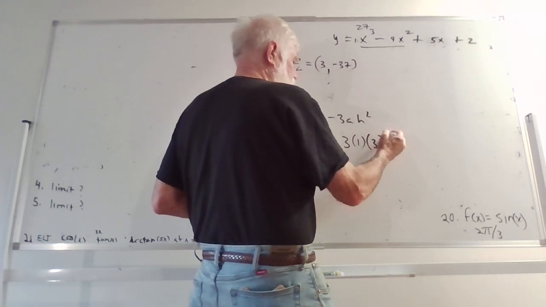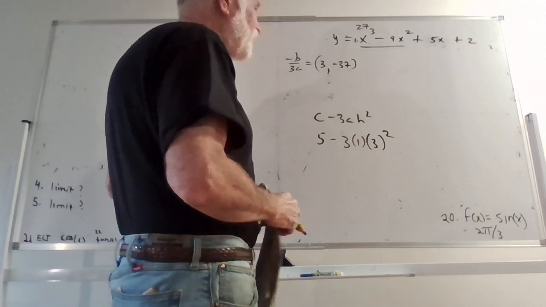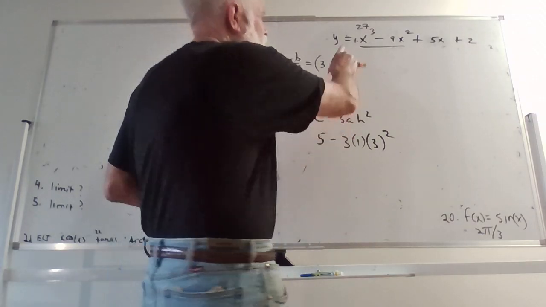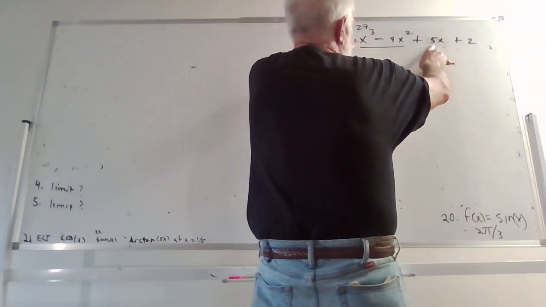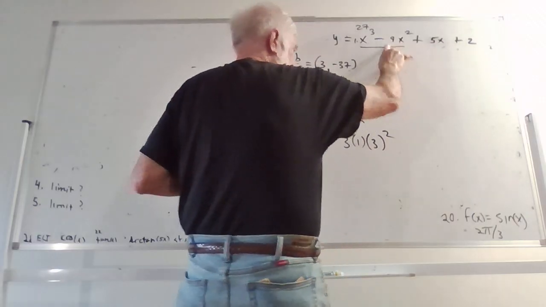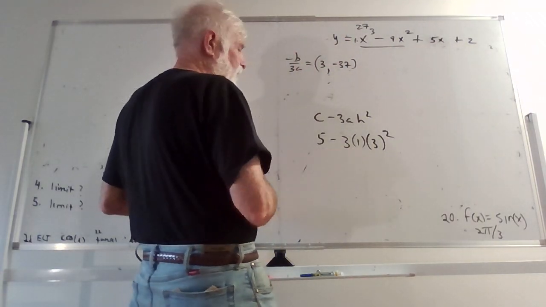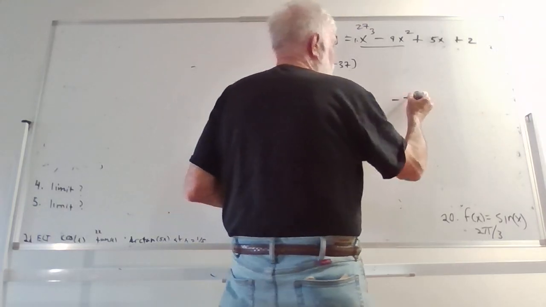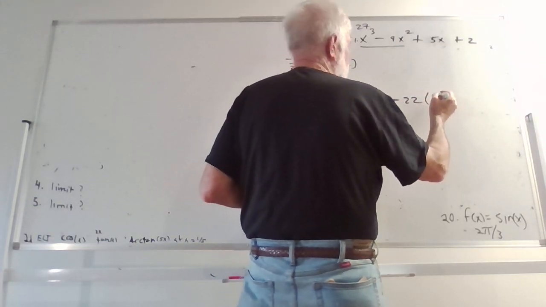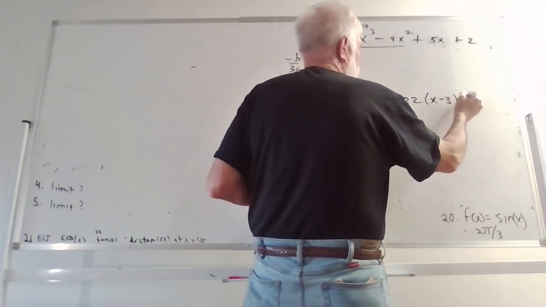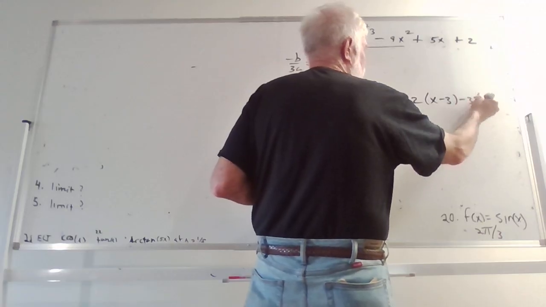H was 3. So there are maxes and mins here. Okay, we didn't know that because these are both positive. That's a big enough negative to create maximums and minimums. All right, so what do we got here? Minus 5 minus 27 minus 22 x minus 3 plus 30 minus 37.